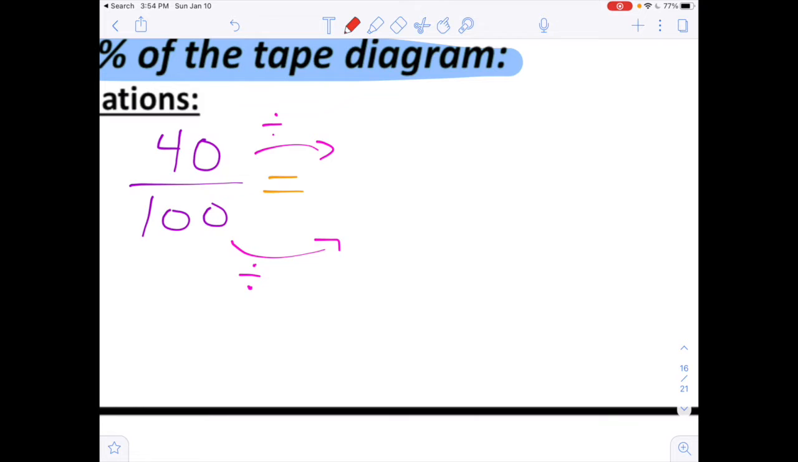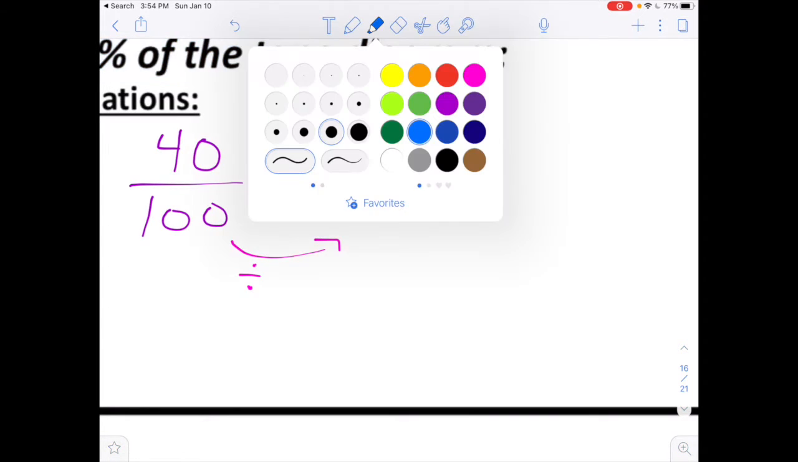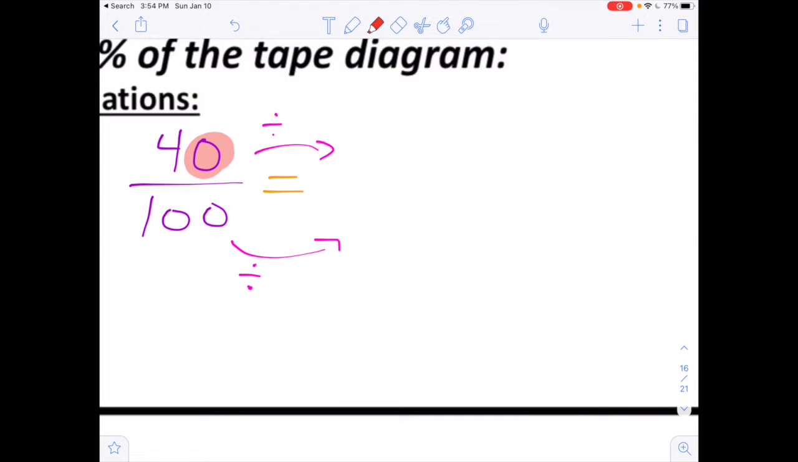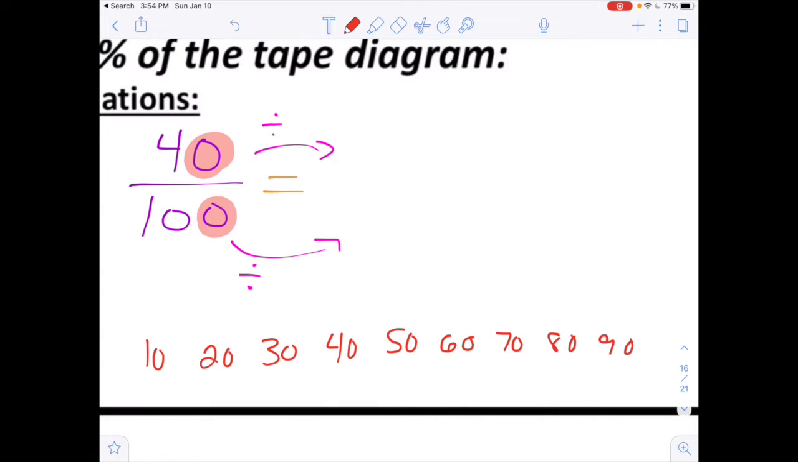I could count by fives, but the number that a lot of kids see is they see that 40 ends in 0 and 100 ends in 0, so we could count by 10. 10, 20, 30, 40, 50, 60, 70, 80, 90, 100.